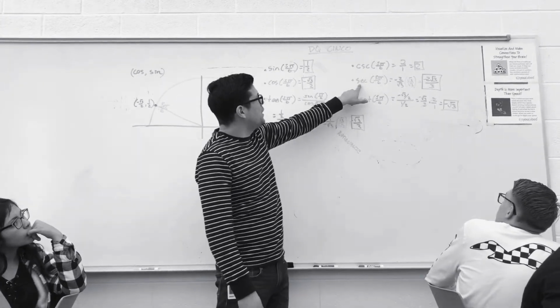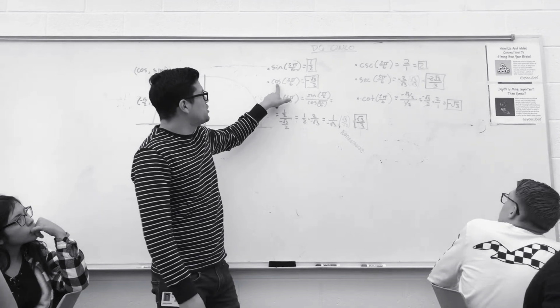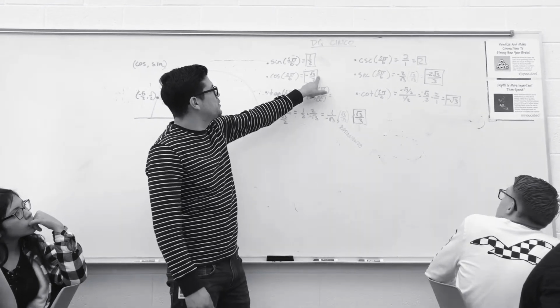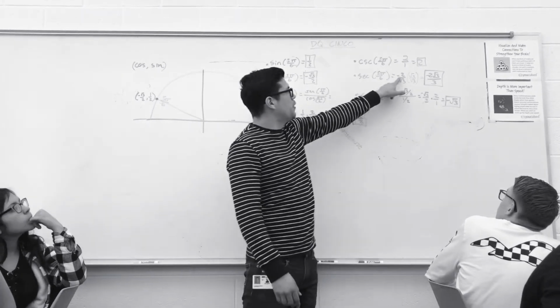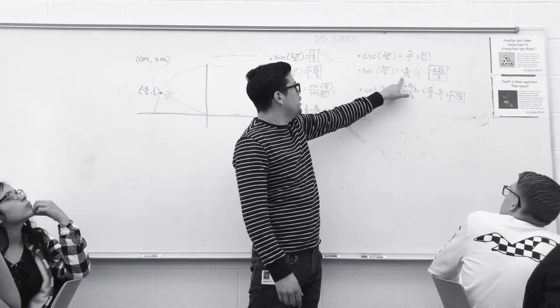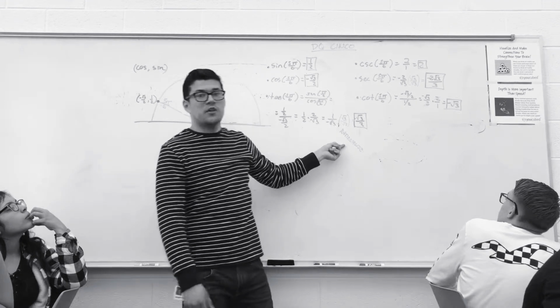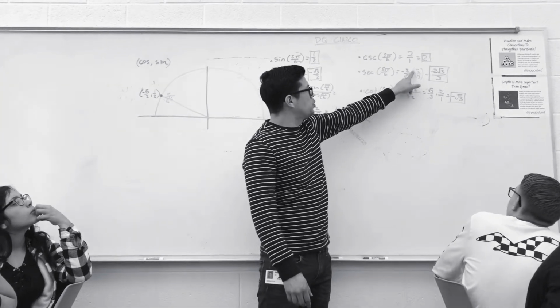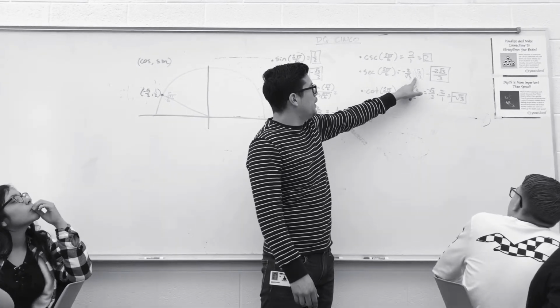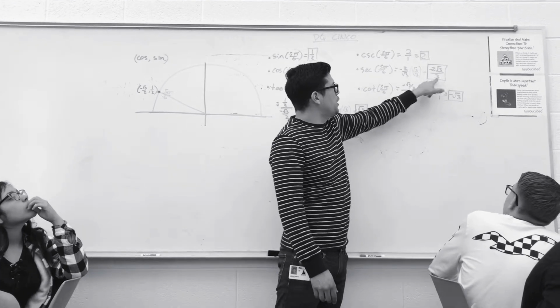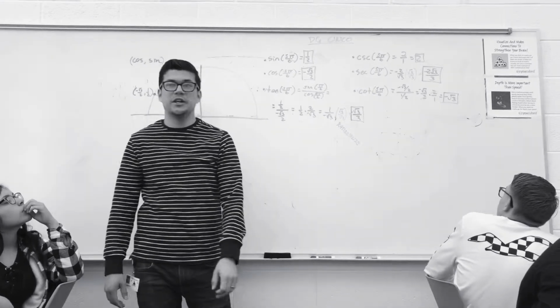Okay? We've got secant. Secant is the reciprocal of cosine. So naturally I can just take this ratio and flip it. Right? So I've got negative 2 over root 3. I notice I've got a radical at the bottom. So once again, I have to rationalize. So I'm going to multiply by square root of 3 over square root of 3. And I end up with negative 2 root 3 over 3. That's your final answer for secant.